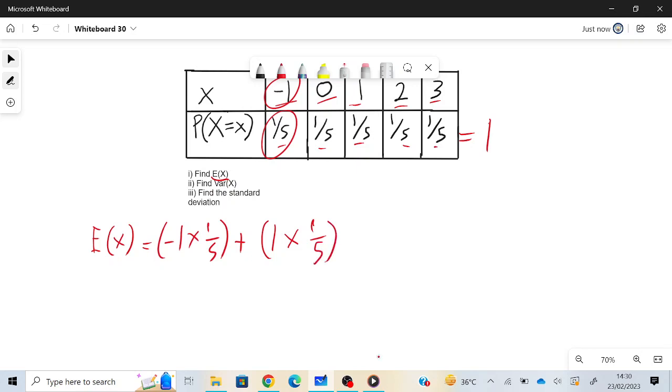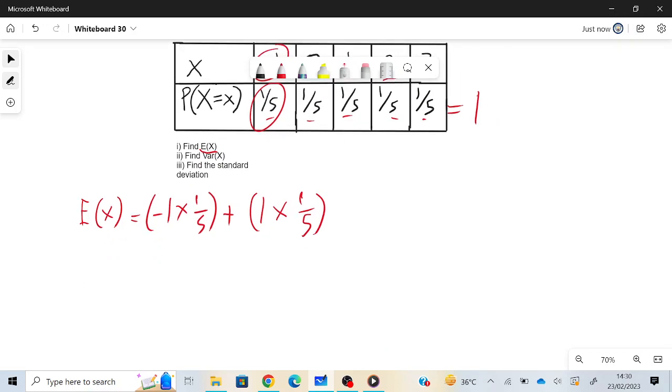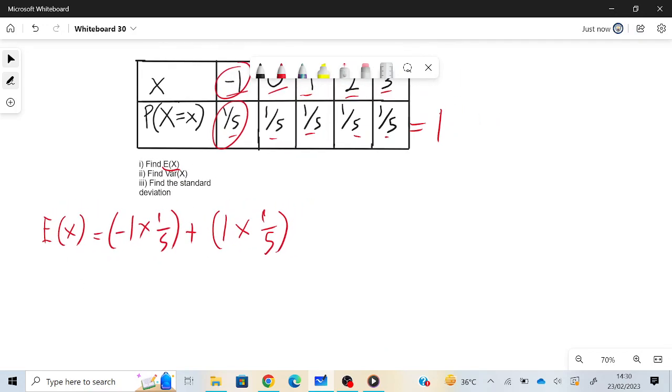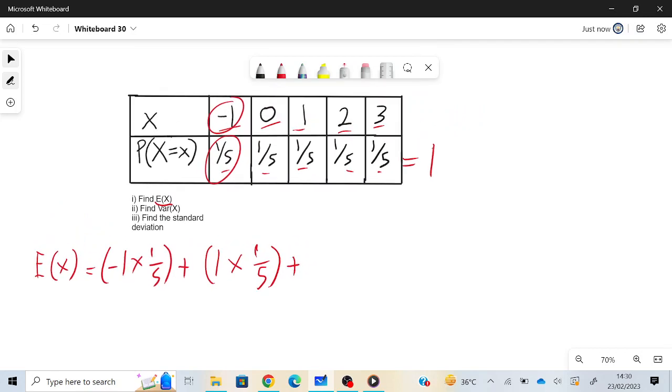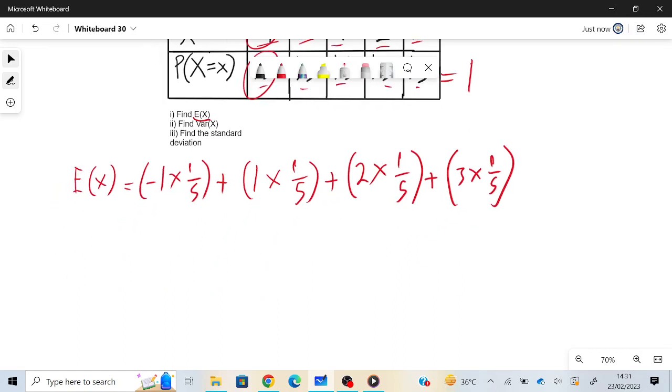You may notice I skipped 0 times 1 over 5 because I know that's 0, so there's no need to put that in and waste space and waste time, so you can skip that, plus 2 times 1 over 5 plus 3 times 1 over 5. And you can go ahead and punch this into a calculator. This particular topic does require you to use your calculator very carefully. Fast, but be careful, because any sort of misinterpretation of any sort of digit can lead you to a very wrong answer and eventually ruin your entire work.